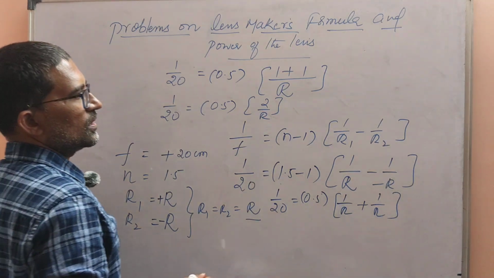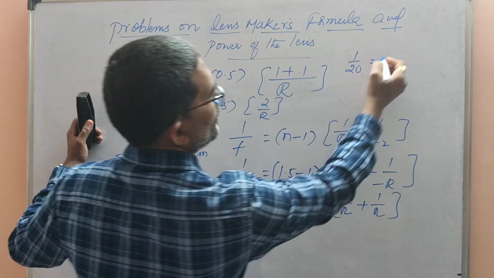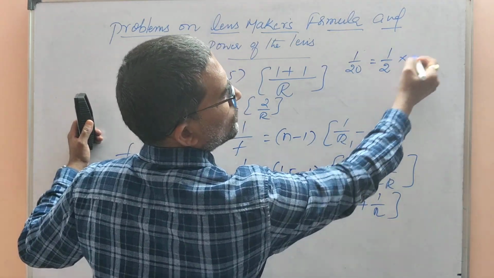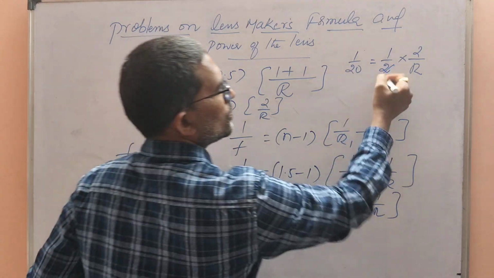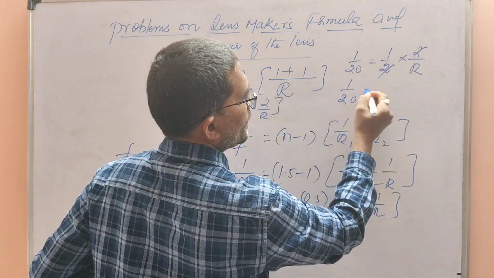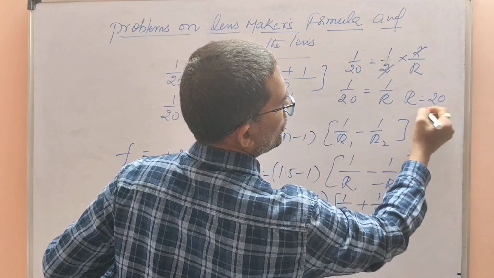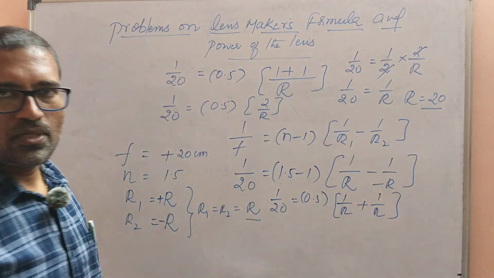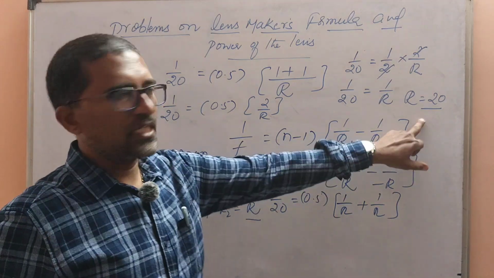Now after this, 1 by 20 is equal to, I will write this as 1 by 2 into 2 by R. Now 2 gets cancelled. 1 by 20 is equal to 1 by R. If I take the reciprocal, R is equal to 20. I hope you understood. R value is 20. So we got the radius finally.